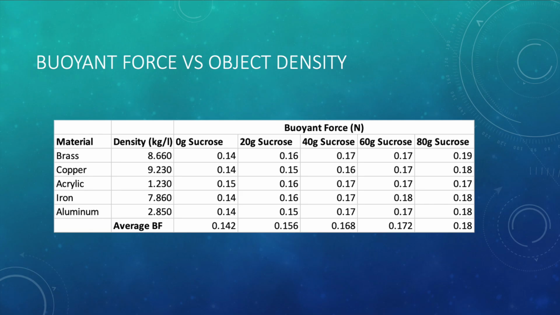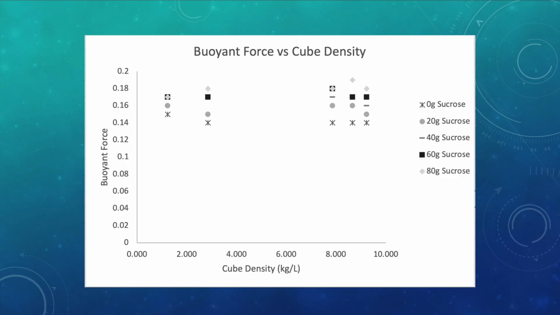Here, we compare the density of each object with the buoyant force applied to it when submerged in liquids of different density. Graphing this data, we can see that there is no correlation between the density of the object and the buoyant force applied by the liquid. Low-density objects have very similar buoyant forces as high-density objects. This supports that the buoyant force is only dependent on the density of the liquid and the volume displaced.